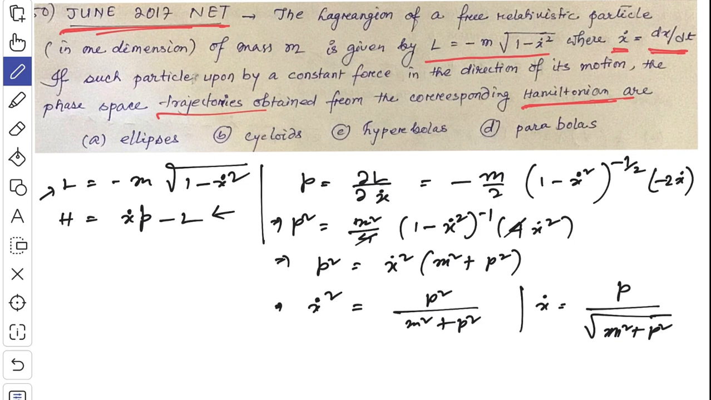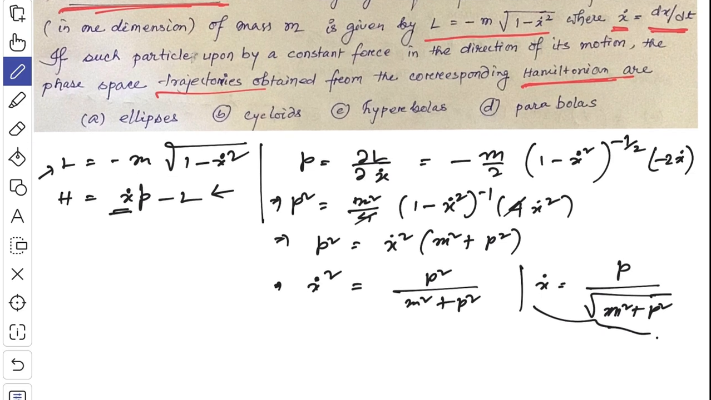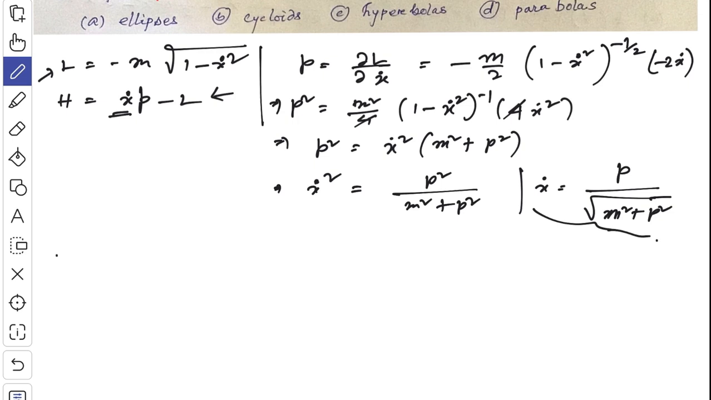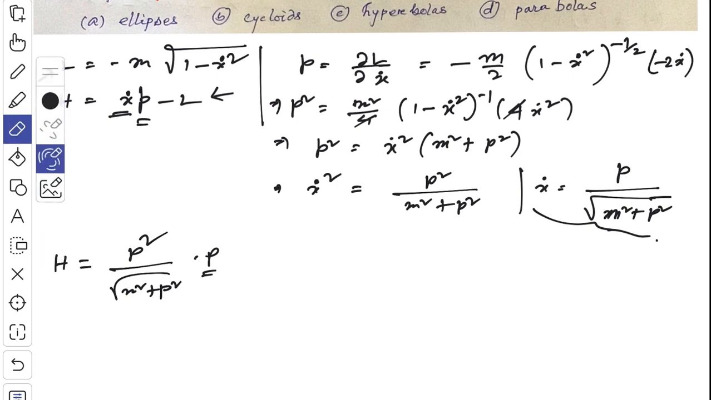Now you see what we're going to have here. If you replace this x by this value of x, then, let me scroll down the page, you will get h is equal to p by root over m square plus p square, and there is one more p here. So instead of writing this p here, let's multiply with this, then you will get this expression.